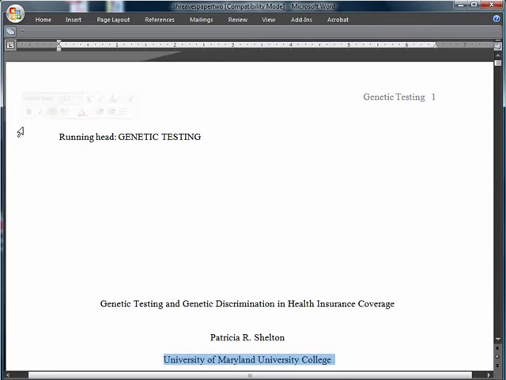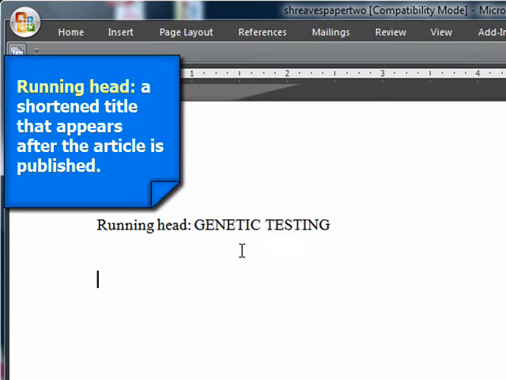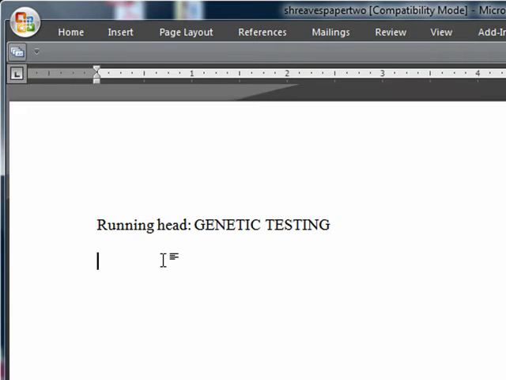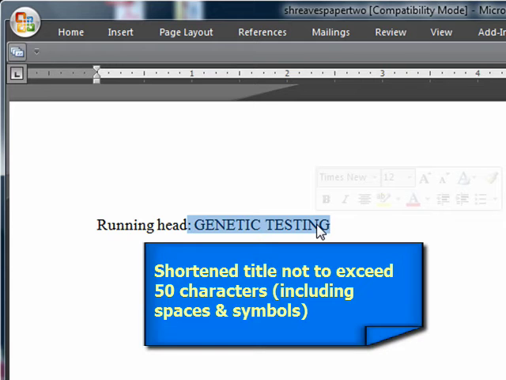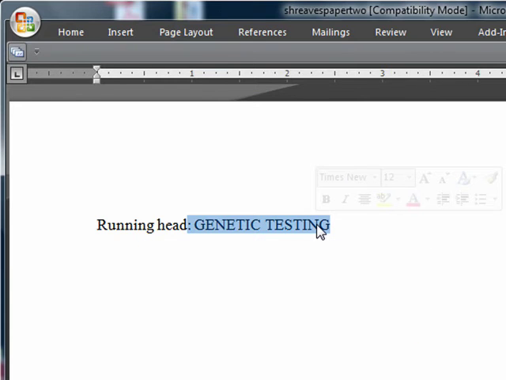Next, let's look at the running head, which is unique to APA. The running head in APA refers to the shortened title that will appear in the journal or magazine after it is published. The running head consists of the words "Running head" followed by a colon. Please notice that the word "head" is not capitalized in APA. There is 1 space after the colon, and then you are to give a shortened title not to exceed 50 characters, including spaces and any symbols that may be in that shortened title.